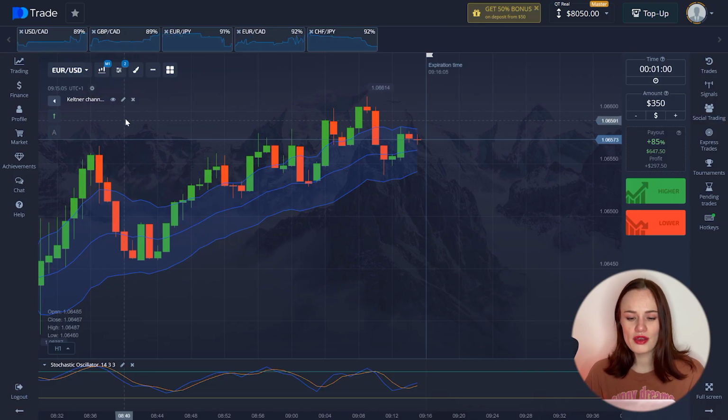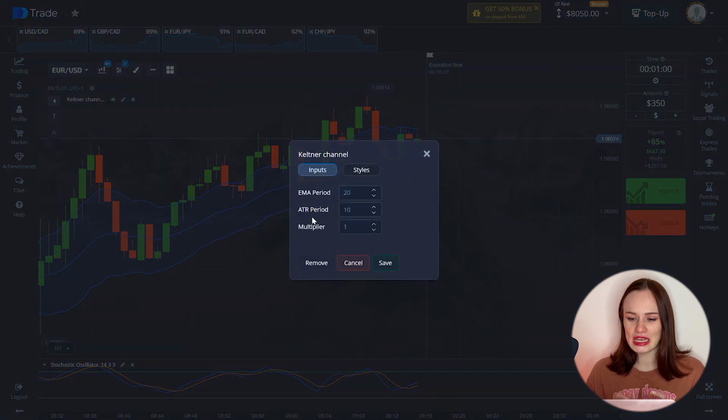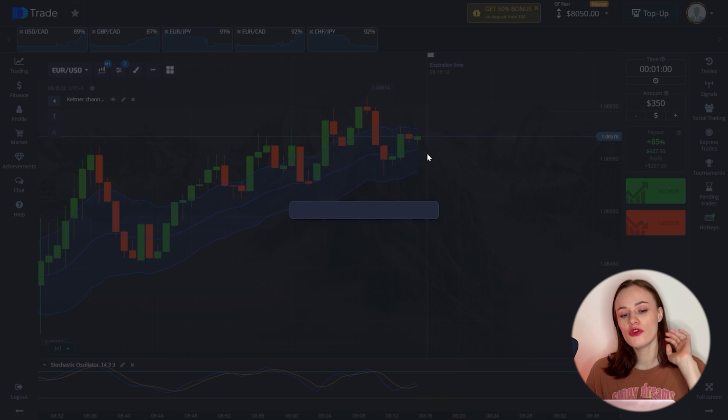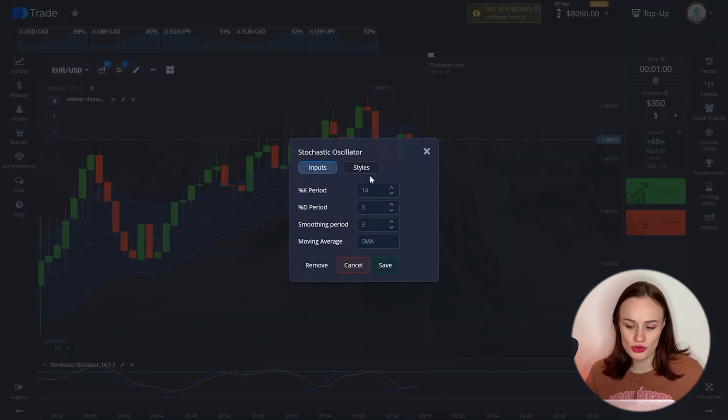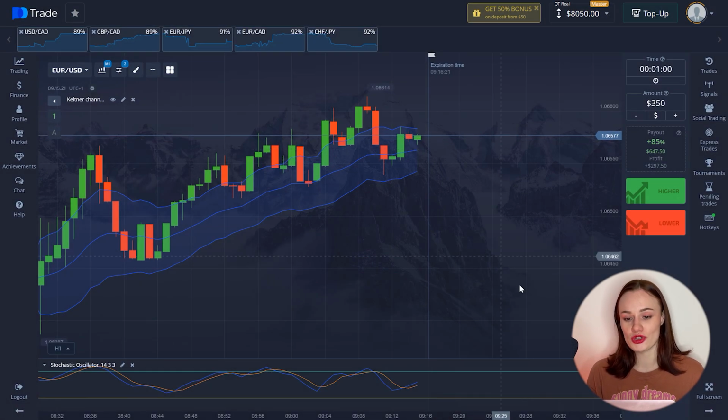So I have everything ready. Look, the indicator settings are standard. Like the Keltner channel, I show everything for clarity, and the stochastic oscillator, everything is standard too. I didn't change anything. To begin with, I will explain the strategy by which I'll open deals.